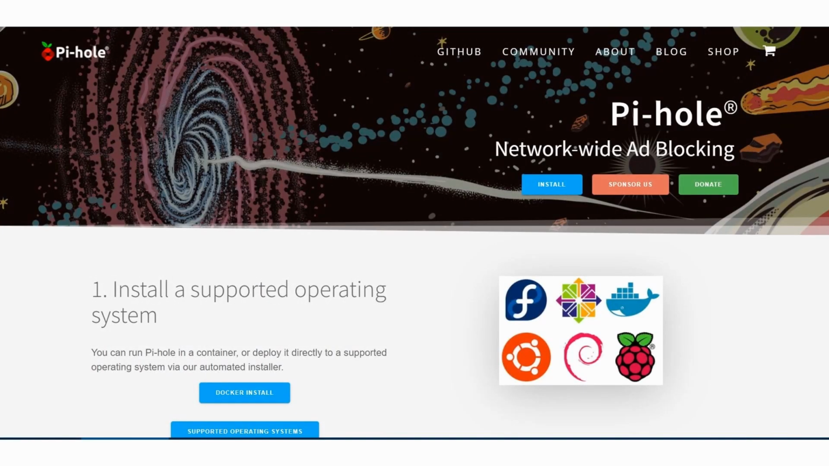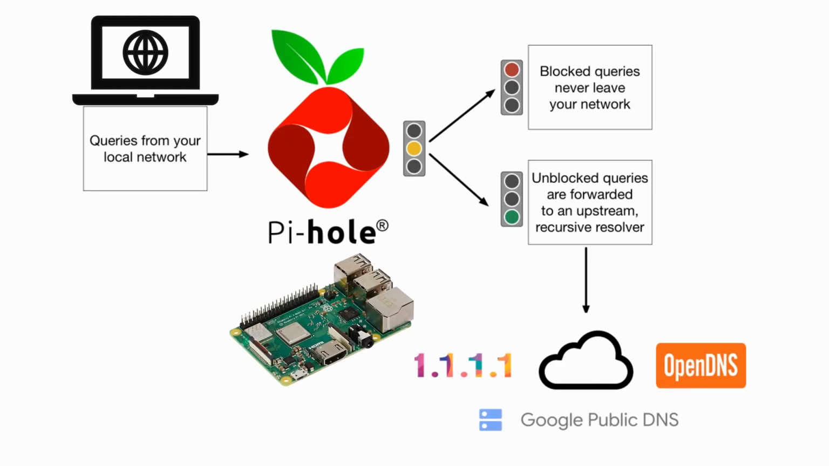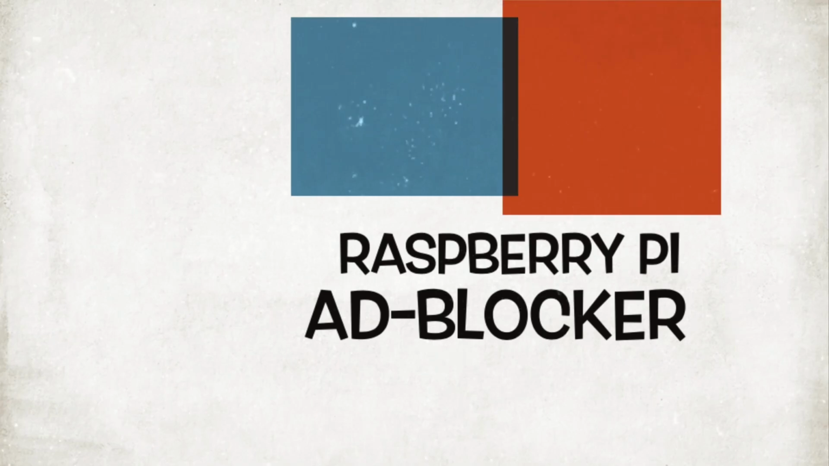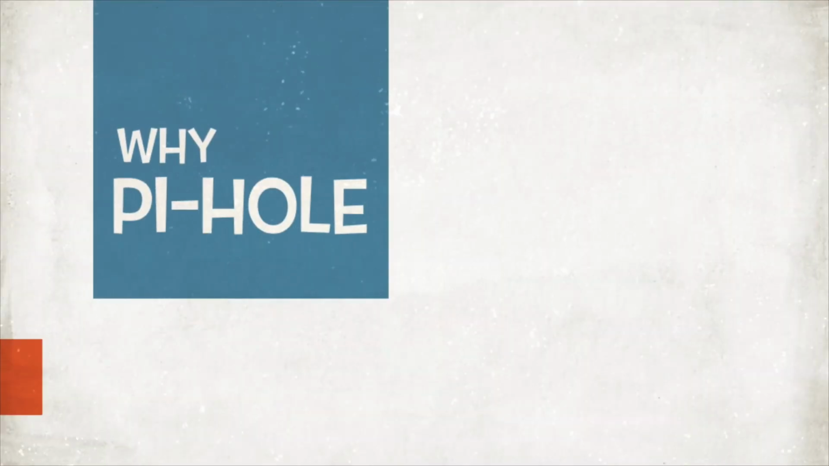In this video, you will learn how to install and set up a Pi-hole, a general purpose network-wide ad blocker on a Raspberry Pi that blocks ads on any devices connected to your home network. This is a great project to get started with the Raspberry Pi for those interested in learning programming and home automation. Let's get started. Why Pi-hole ad blocker?